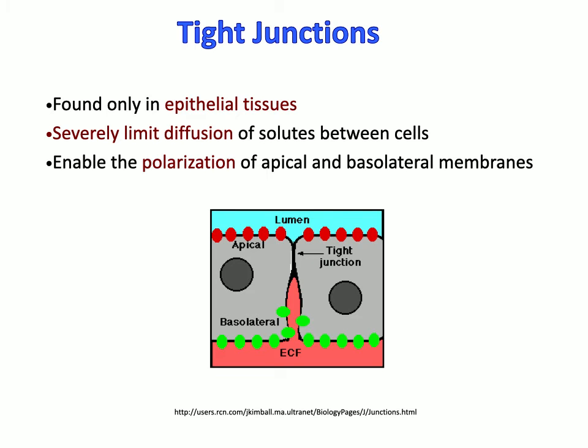Now we'll move on to tight junctions. These are found only in epithelial cells, and their function is to severely limit and control the diffusion of solutes between the outside and the inside of a tissue. They enable the polarization of the apical and basolateral membranes, which allows proteins in those different membranes to control the permeability to different solutes.